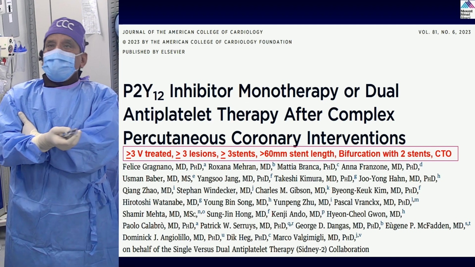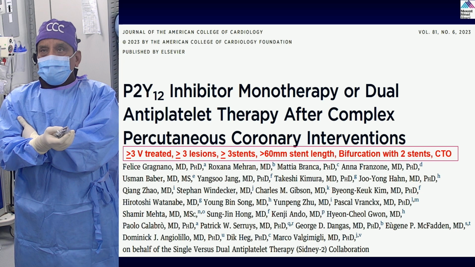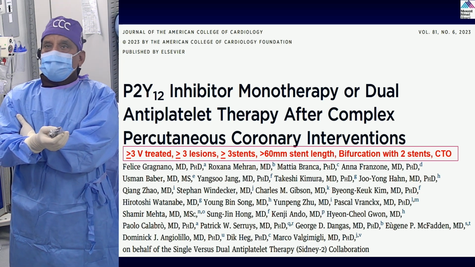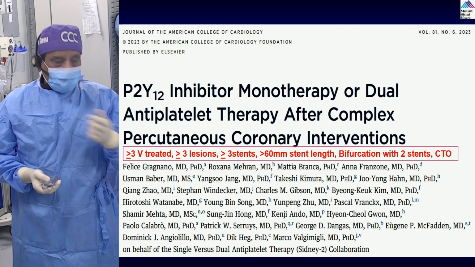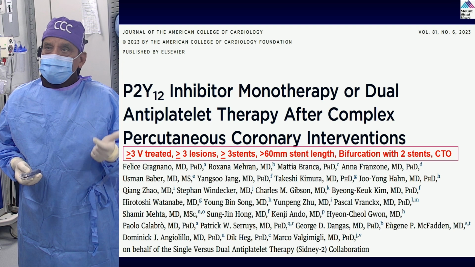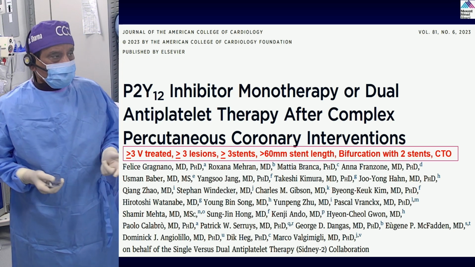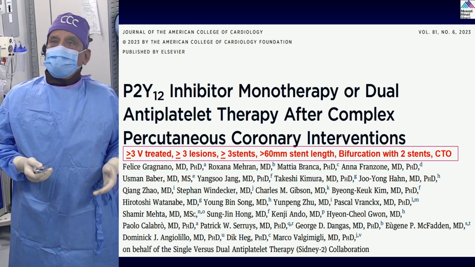The second is P2Y12 inhibitor monotherapy versus dual antiplatelet therapy after complex PCI. Everyone has a different definition of complex PCI; this paper defined it as more than 3 vessels, 3 lesions, 3 stents, 60 millimeter length, bifurcation with 2 stents, and CTO. Those are the 6 categories of complex PCI.